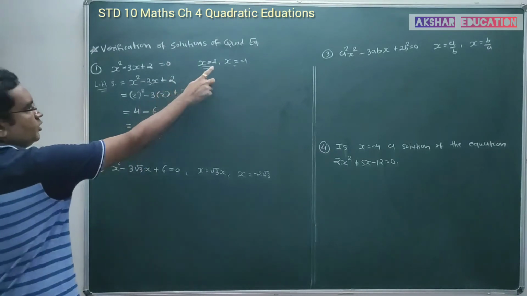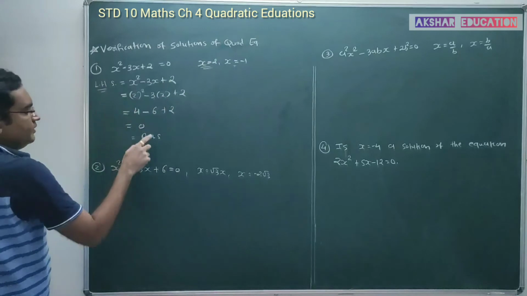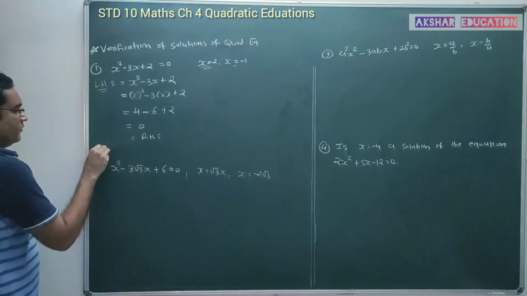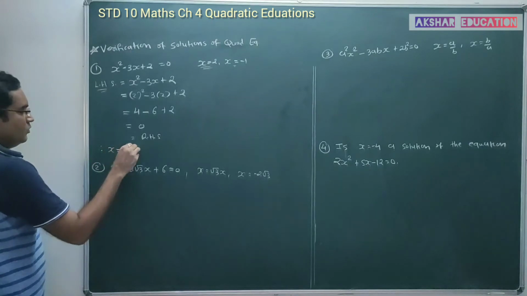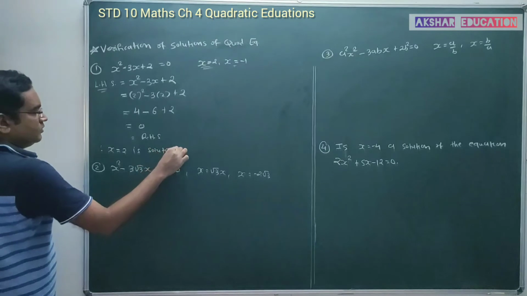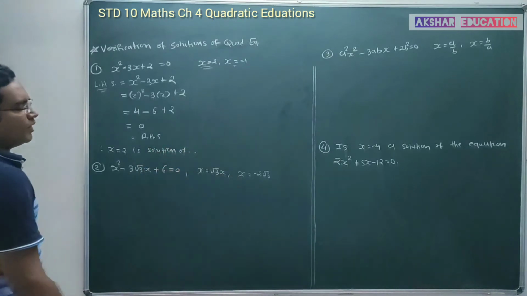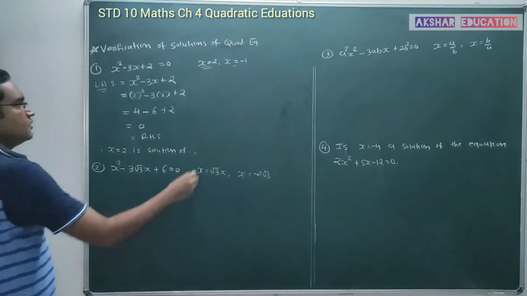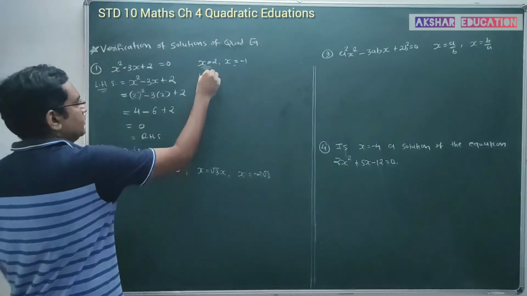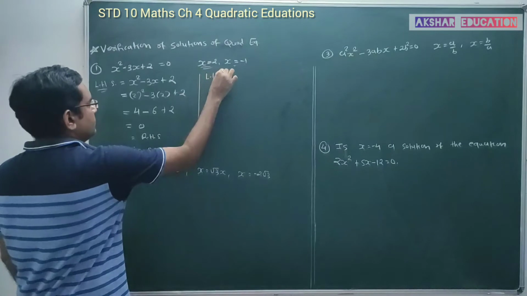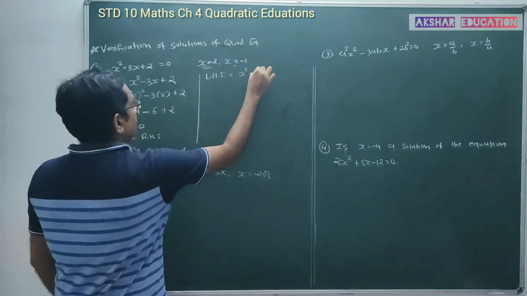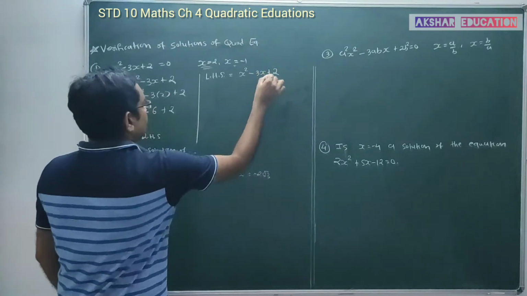And 0 is on the right hand side. So for x equal to 2, the left hand side is proved equal to the right hand side, and therefore we can say that x equal to 2 is a solution of the given quadratic equation. Clear, friends? Now you have to check for x equal to -1. So the left hand side is again x square minus 3x plus 2.